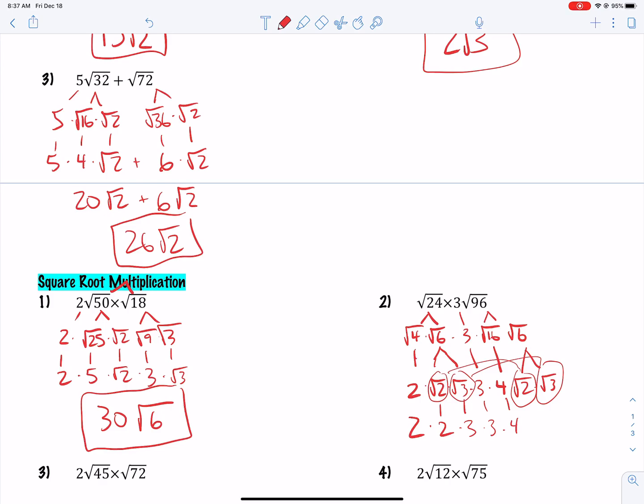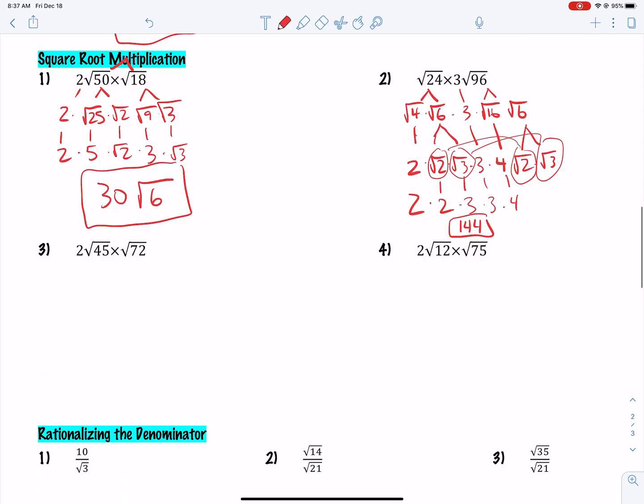So 4 times 3 is 12. 12 times 3 is 36. 36 times 2 is 72. 72 times 2 is 144. What a fun problem. All right, next one.